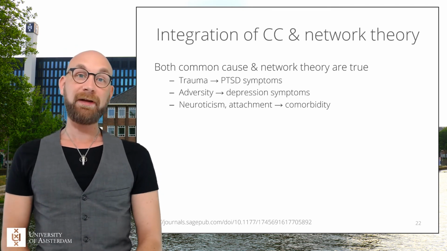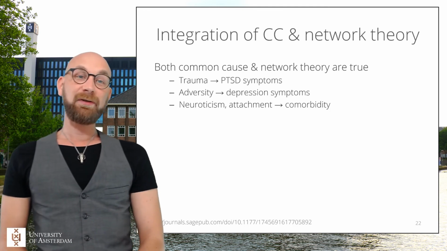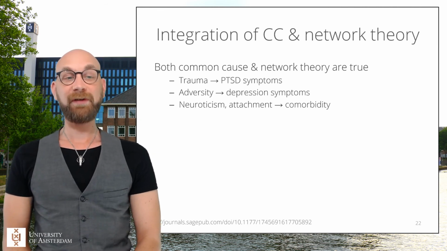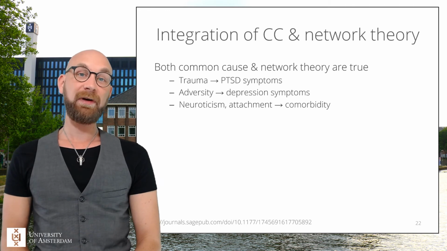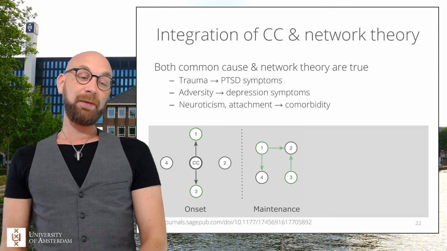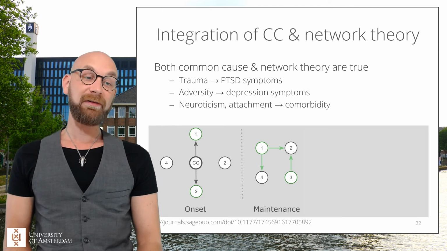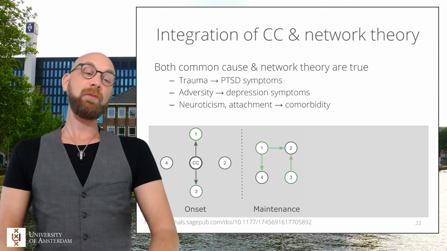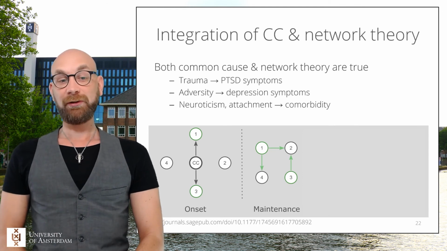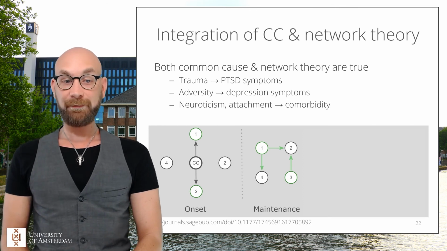So both are true, and I think the heated and contentious debates about which one of these is better have hindered us in making meaningful progress towards understanding or building theories that encompass both networks and common causes. So on the left side here, for example, you have an example of a case where there's a common cause and it triggers two symptoms, 1 and 3, or two problems broadly. And then during the maintenance of the disorder, a network takes over and other symptoms are being activated.